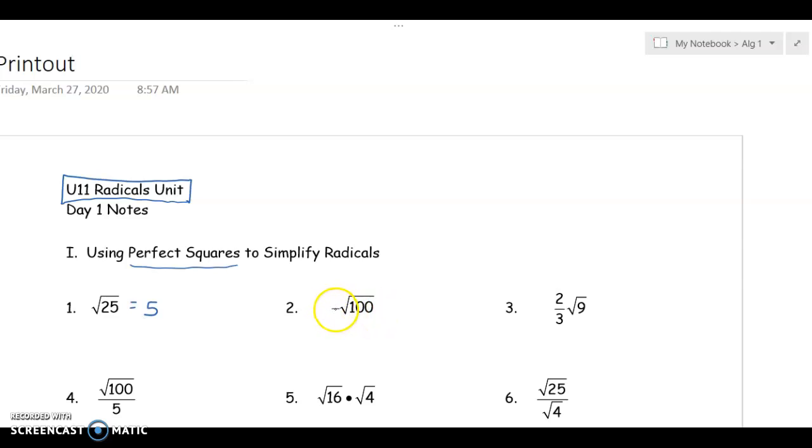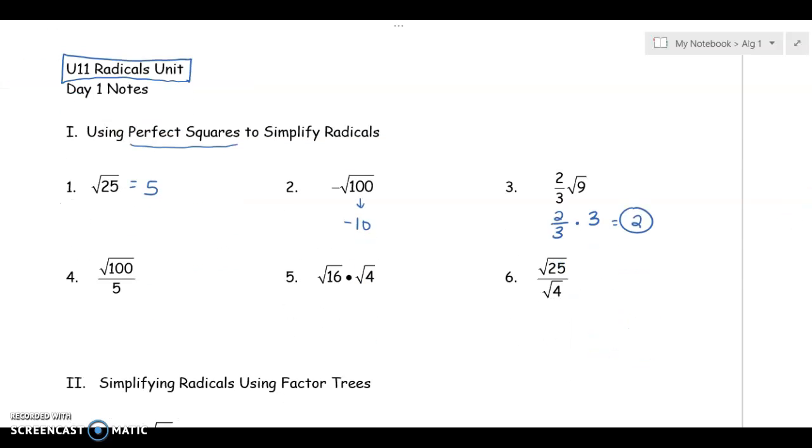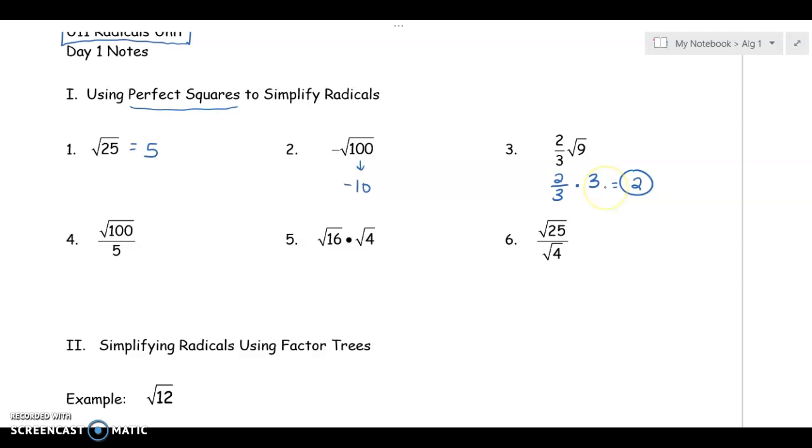For this, you can ignore the negative for right now. The square root of 100 is 10. And then there's a negative out in front, so it's negative 10. This one, you're going to have 2/3 times the square root of 9 is 3, because 3 times 3 is 9, and then you multiply 2/3 times 3, giving you 2. You can always use your calculator if you're not sure what that equals.